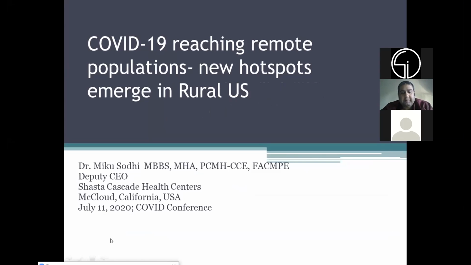So my topic actually is COVID-19 new hotspots in remote US, mostly in the rural and farm working communities in the US. Now, this is a bit of a different tangent from an epidemiology standpoint, but also from the new emerging viruses which are spreading new infection in areas which we haven't thought of earlier.